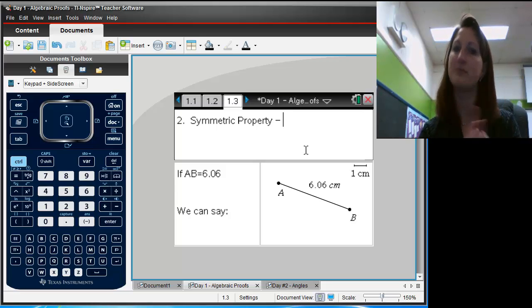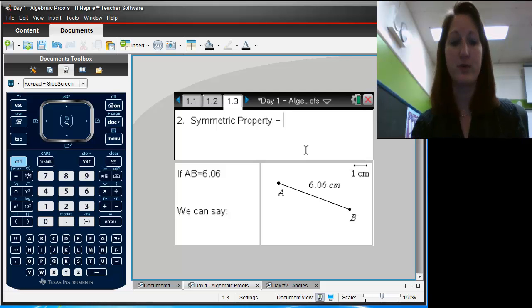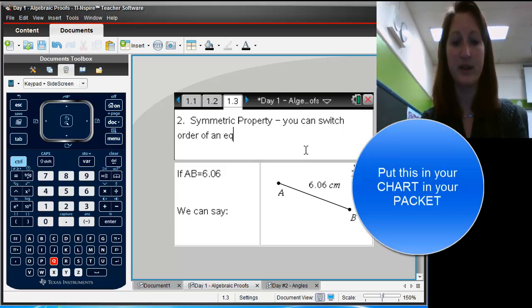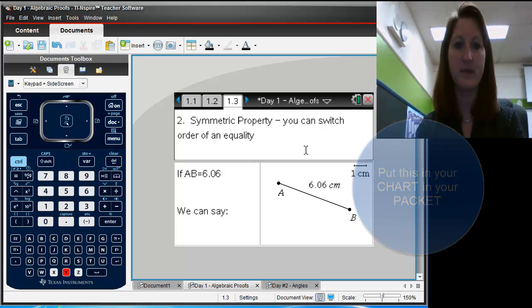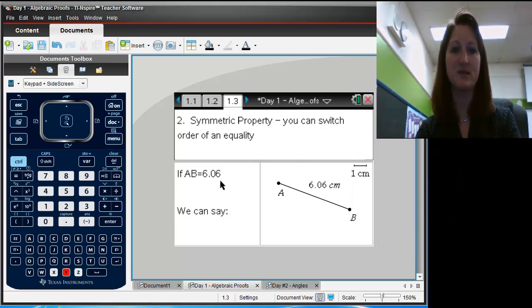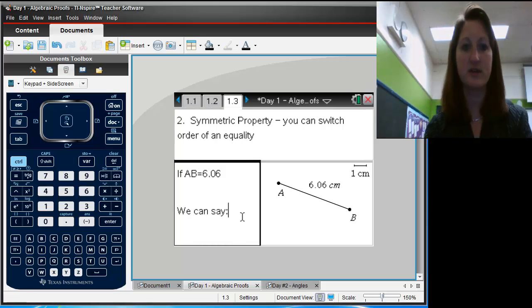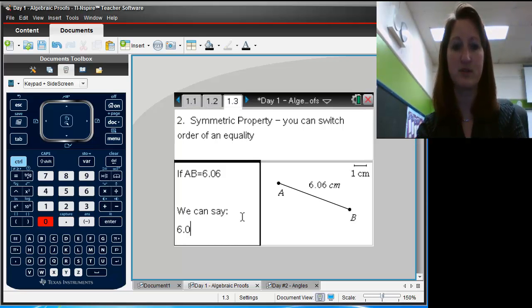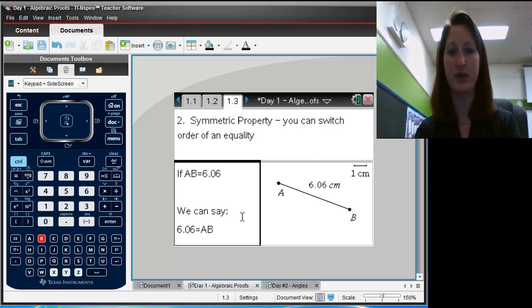Okay, the next one is the symmetric property, and basically the symmetric property says that you can take things and put them in a different order. So you can switch the order of an equality. So down here, if it says that AB is equal to 6.06, we can also say that 6.06 is equal to AB. So again, just taking the 2 things and switching the order.